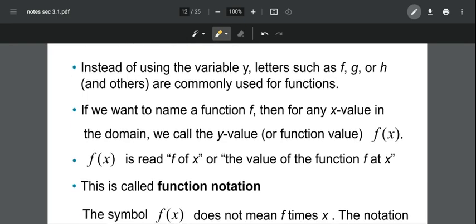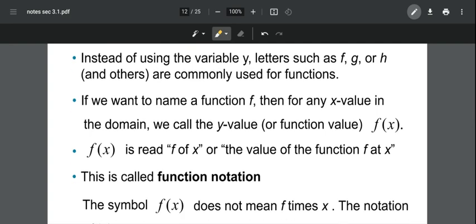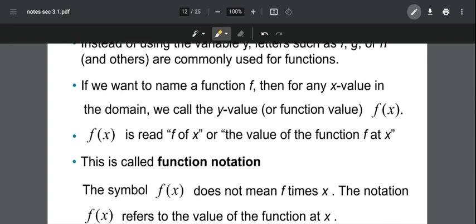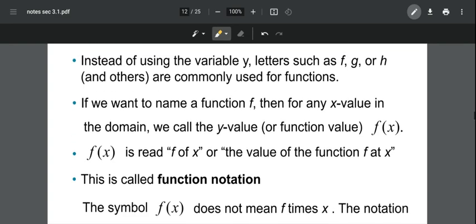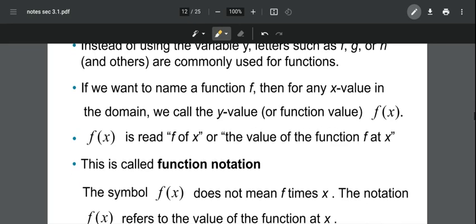So we read that f of x: f is the name of the function, x shows you the input, the independent variable. So f of x will be the function notation. The meaning of f of x is to calculate the value of the function, which means that f of x represents the y value. f of x has the same meaning as a y value.